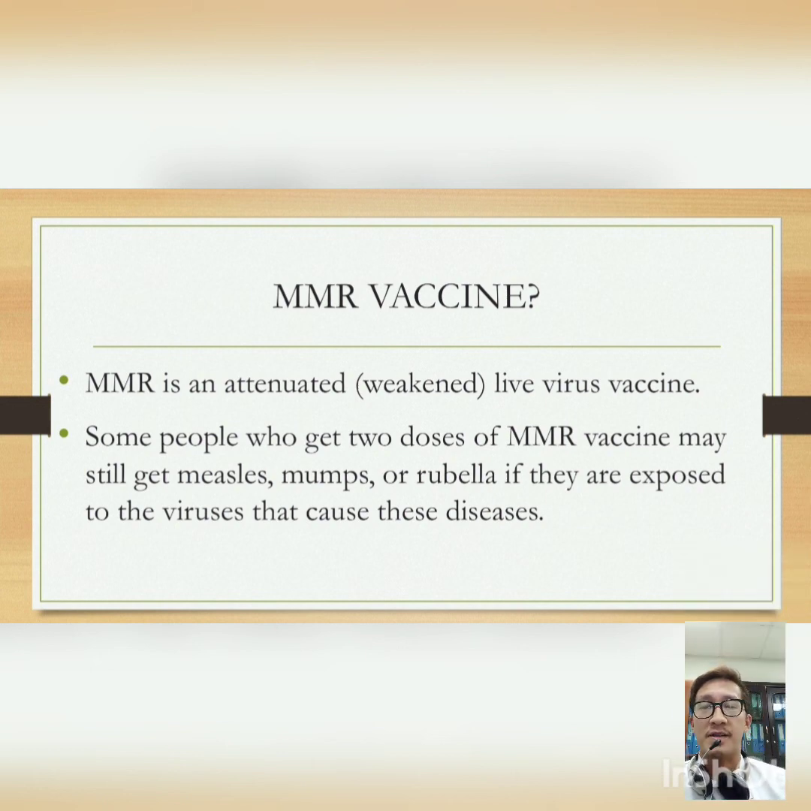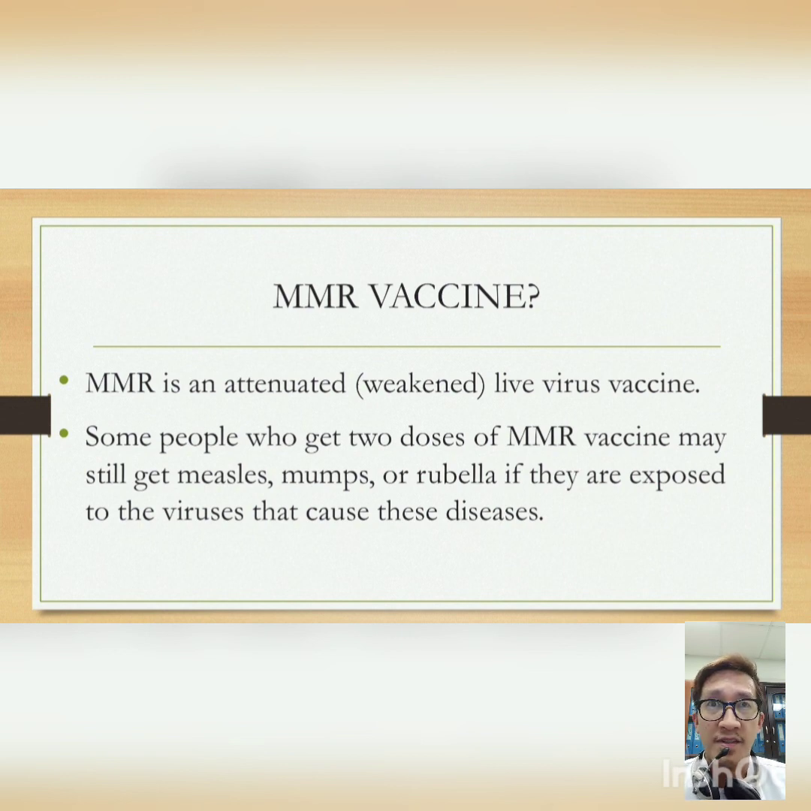Our MMR vaccine, or measles, mumps, and rubella vaccine, is an attenuated, meaning to say it's a weakened live virus vaccine. This means that after injection, the viruses cause a harmless infection in the vaccinated person with very few, if any, symptoms before they are eliminated from the body.